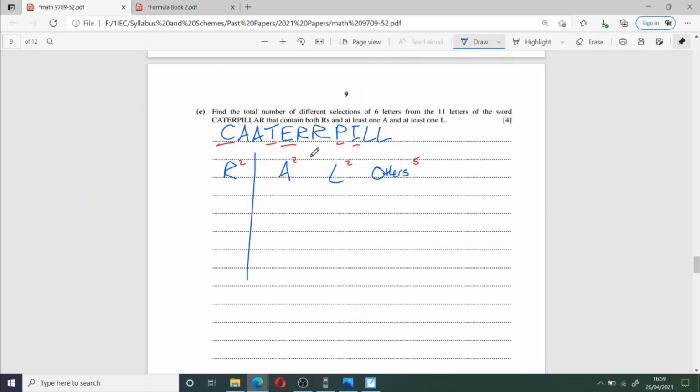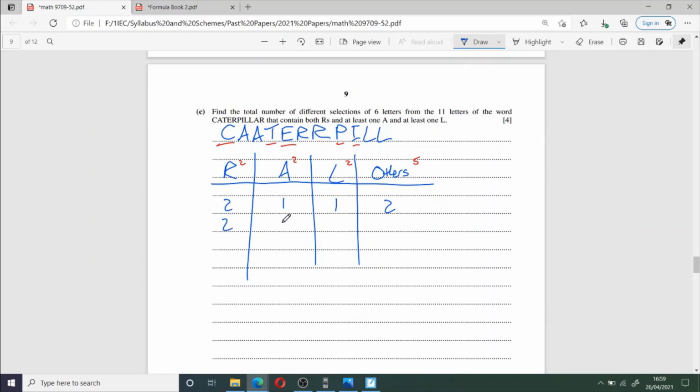Now we're going to write down all of our possible combinations of these. So we always need to have 2 R's. We'll start with maybe 1 A and 1 L, at least 1 A and at least 1 L. That would be 4 letters so far, so we'd need 2 others.